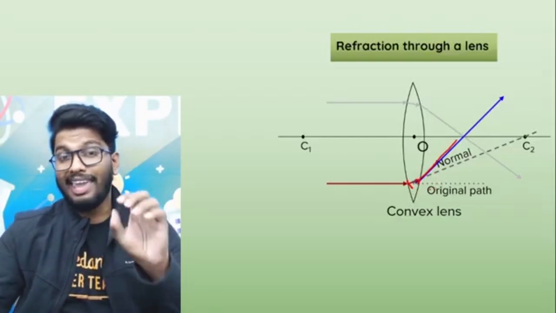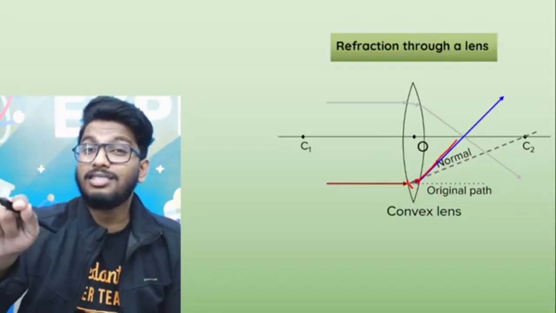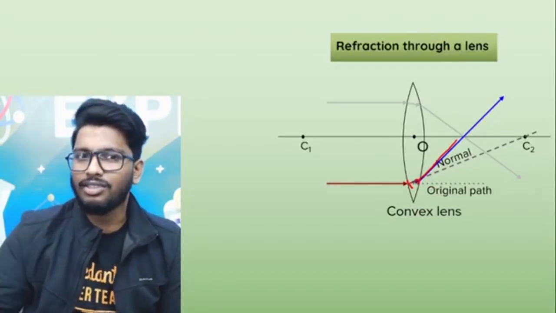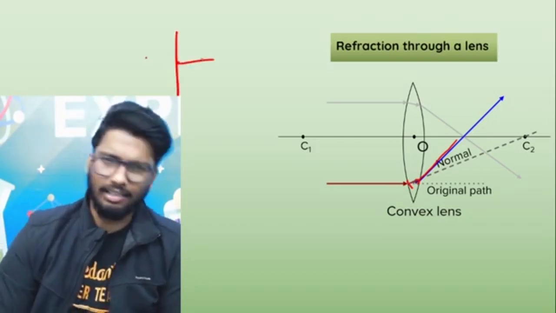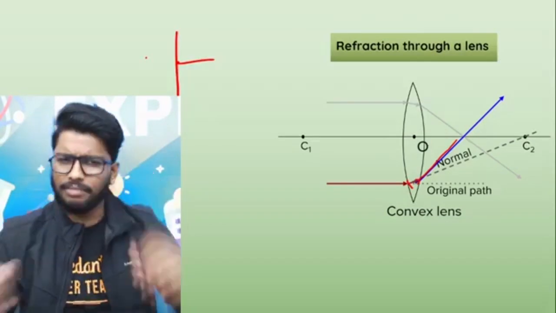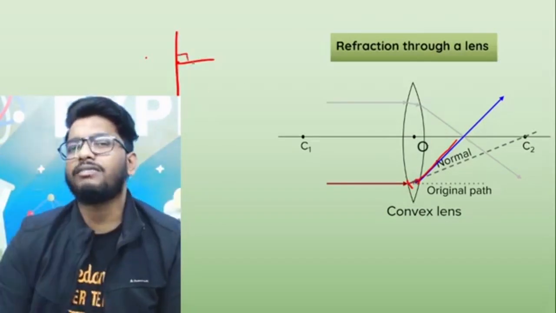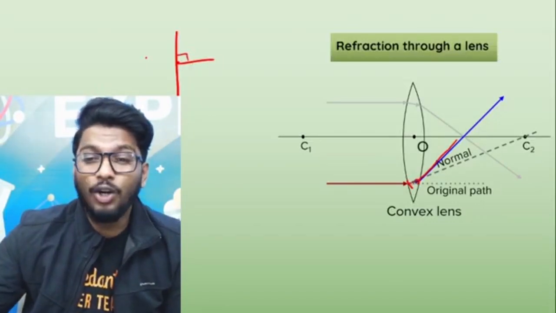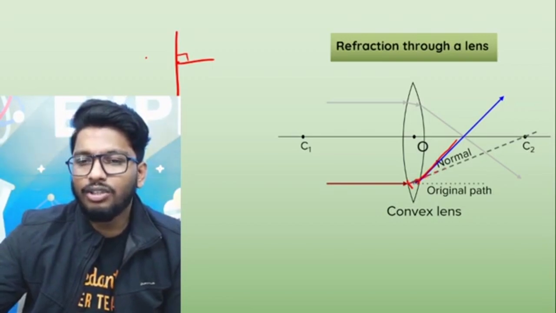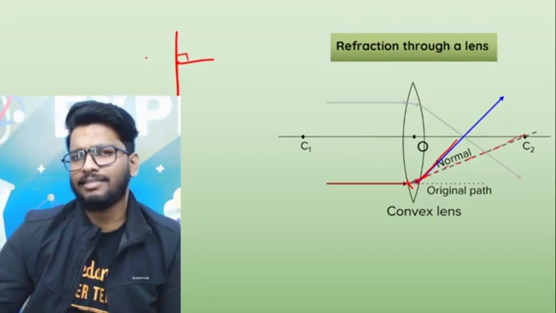Now, if I were to draw a normal to the surface, imagine this is a curved surface, not a straight surface. A normal would look perpendicular. That is how the normal is supposed to be. This would be a normal then. But here it's a curved surface, and because it's a curved surface, the normal that you draw would look like this. So this normal would pass through the center of curvature of that lens.